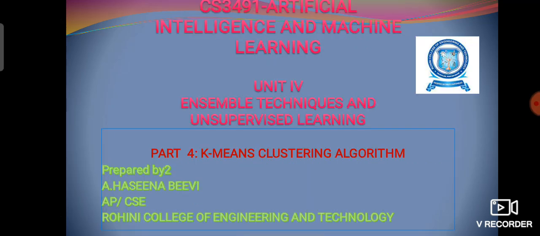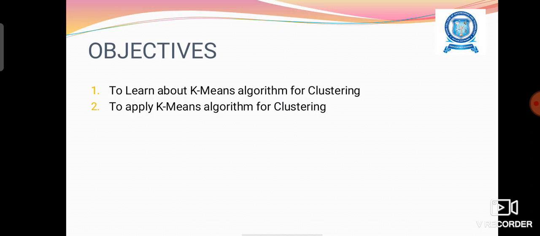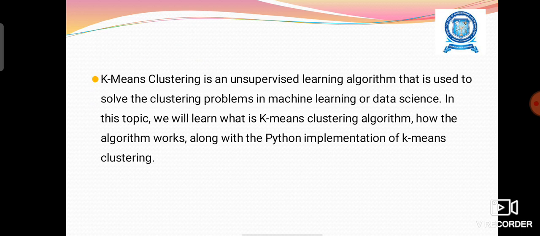Viewers, in this video lecture, we are going to see the topic K-means clustering algorithm for the fourth unit of Artificial Intelligence and Machine Learning. Objectives are to learn about the K-means algorithm for clustering and to apply the K-means algorithm to do the clustering in machine learning problems. K-means clustering is an unsupervised learning algorithm that is used to solve the clustering problems in machine learning or data science. We will learn what the K-means clustering algorithm is and how the algorithm works.